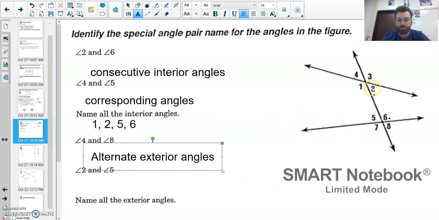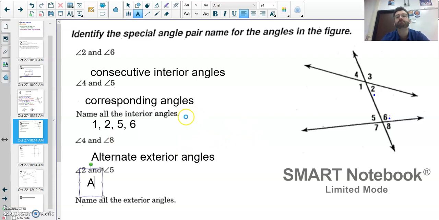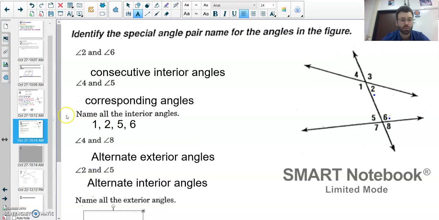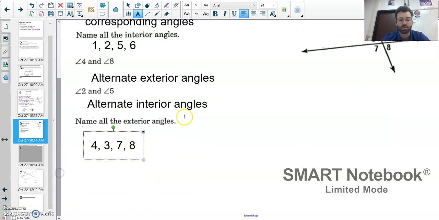Okay, last one. 2 and 5, or second to last. 2 and 5 are on the inside. They're interior angles, number 1, and they're jumping across the transversal, so they're alternate interior angles. So alternate interior, and then their exterior ones are 4, 3, 7, 8.